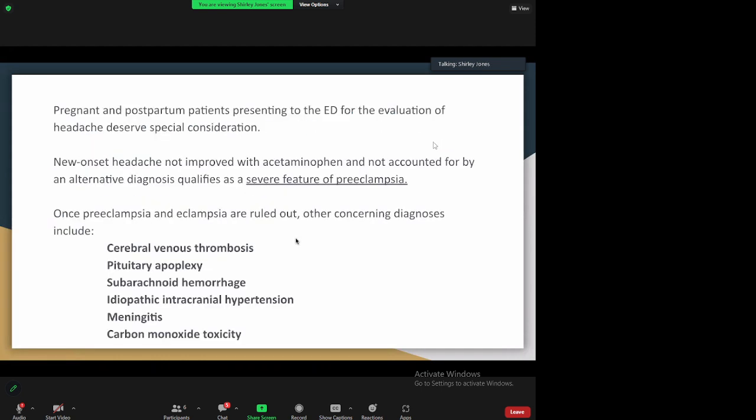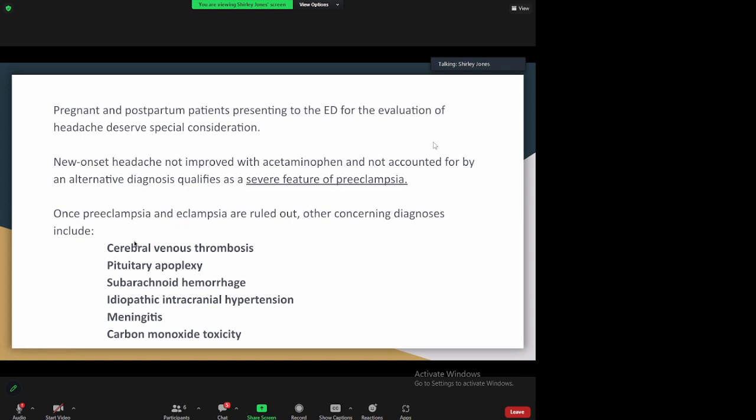So of course, our differential in her is going to include preeclampsia, because just having a headache that's not improved by Tylenol or acetaminophen is a severe feature of preeclampsia. But let's say we send off our CBC, CMP, and urinalysis, and the patient does not have evidence of preeclampsia. Then we have to consider other causes of her headache in a pregnant patient. So of course, things like meningitis, it's going to be the same as a non-pregnant patient. Idiopathic intracranial hypertension, the same. Carbon monoxide poisoning.